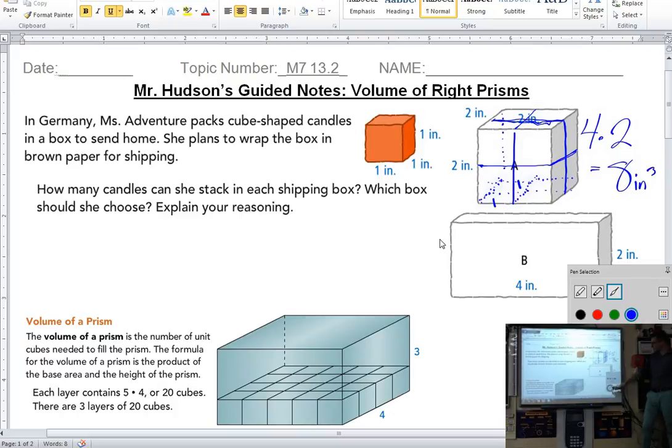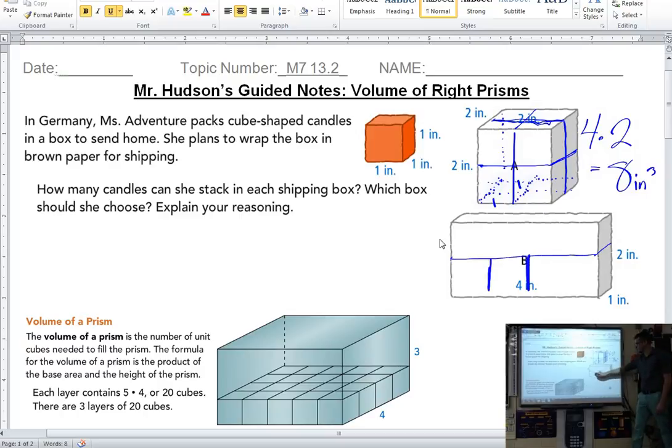Now we can do the same thing with my larger box over here. It's 4 by 1 by 2. So if I drew that here, we'd be going across, then back to back, and then I could split in the middle, and split again here, and split again there, and look at the bottom layer. Andrew, on the bottom layer I'm going to be able to fit 4 again, and then how many layers? 2, so again, we get 4 times 2, or 8 inches cubed.